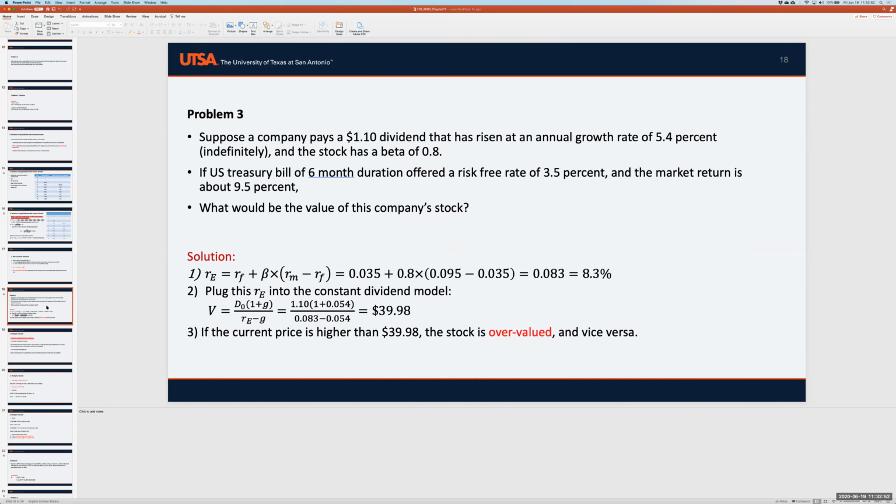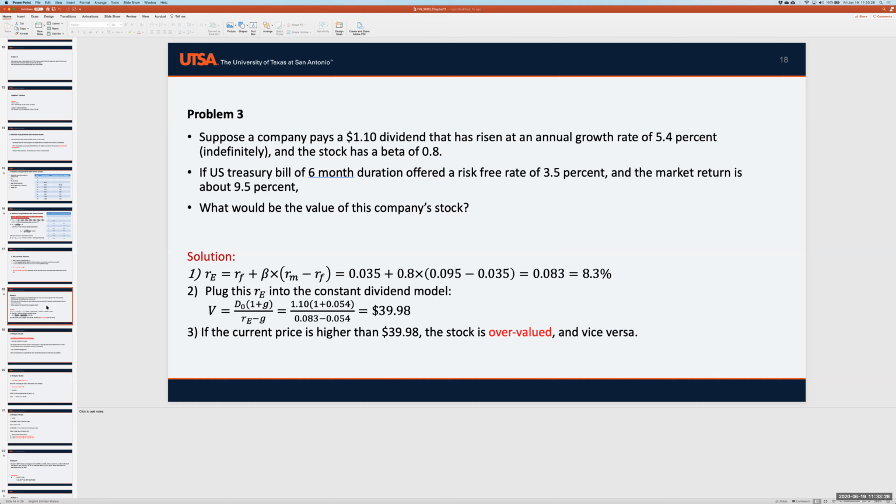And let's solve the problem, and you will understand what the concept is. Suppose a company pays a $1.10 dividend that has risen at an annual growth rate of 5.4%. G is 5.4% indefinitely, and the stock has a beta of 0.8. If a US Treasury bill of 6-month duration offered a risk-free rate of 3.5%, which is R_F is 3.5%, and the market return is 9.4%.